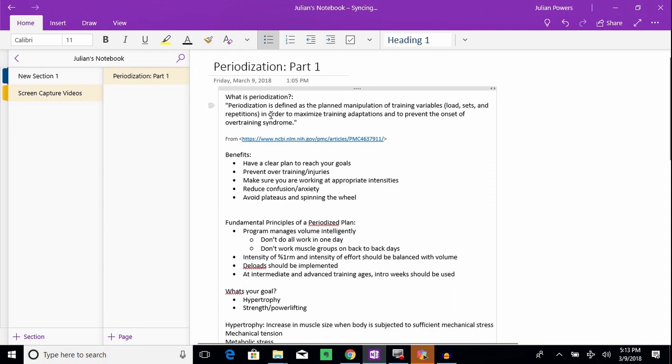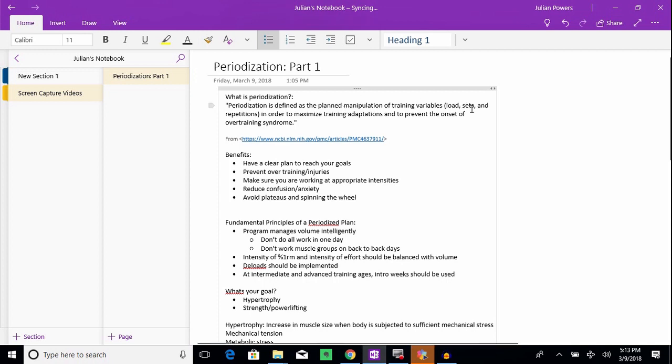Okay, let's start out with what is periodization. How do you define it? Periodization is defined as the planned manipulation of training variables, loads, sets, and repetitions in order to maximize training adaptations and to prevent the onset of overtraining syndrome. Basically, you're manipulating the variables that were stated so that you see specific adaptations over time.